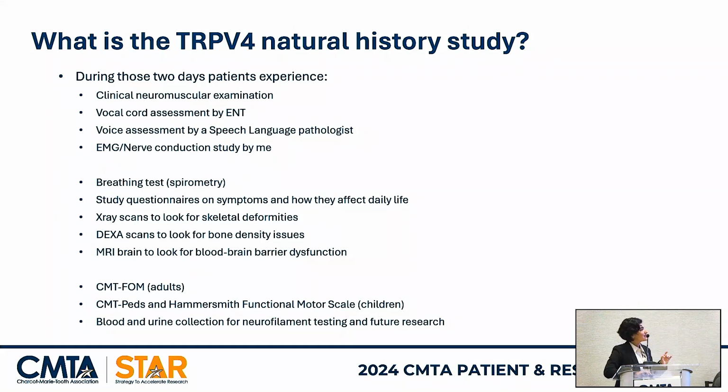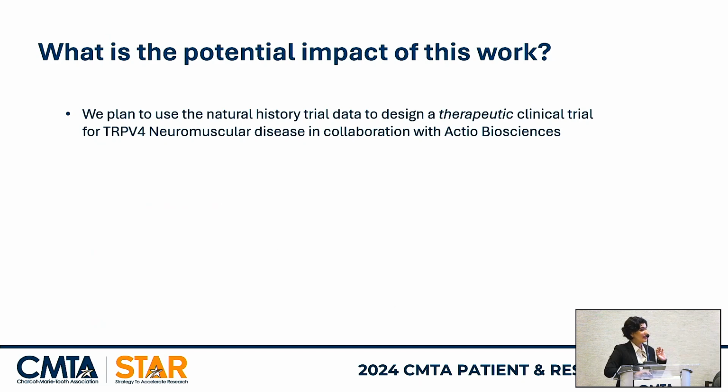They undergo breathing tests, study questionnaires about symptoms. They undergo 2 types of bone scans to look for bony abnormalities, a special research protocol MRI of the brain to look for blood-brain barrier dysfunction, because we think that that's important in this particular form of CMT, as well as other physical exam assessments and blood and urine testing. And it's a lot that we're asking of these patients, but I think that this work is important and impactful.